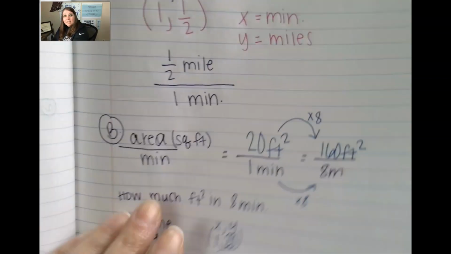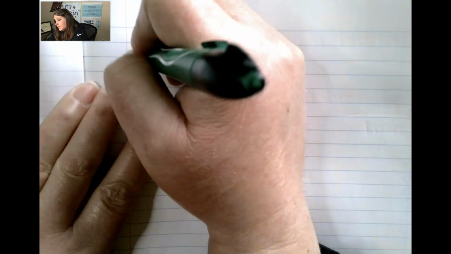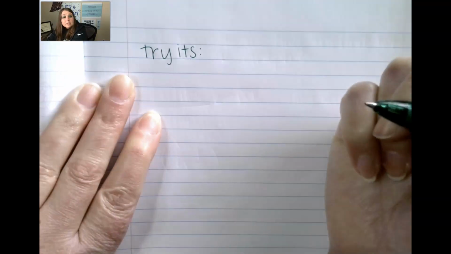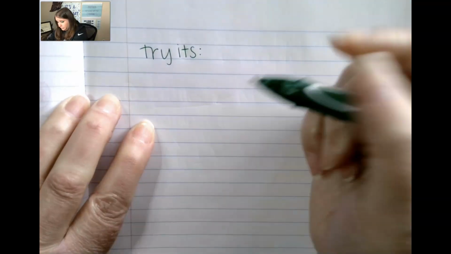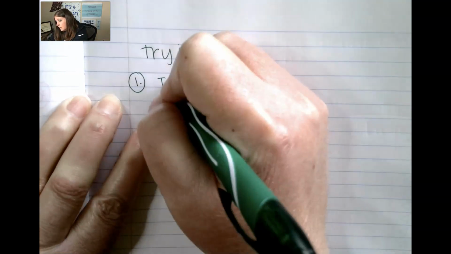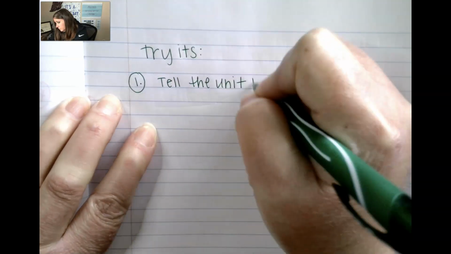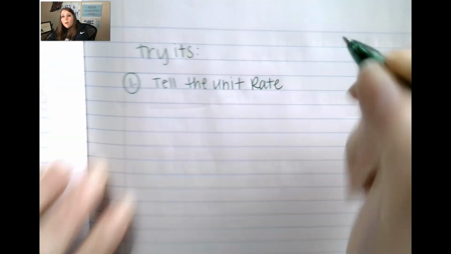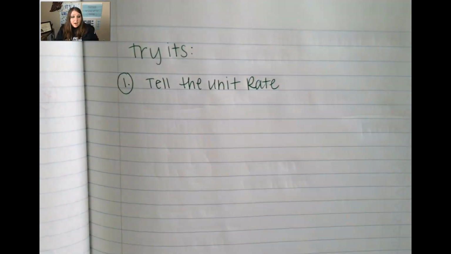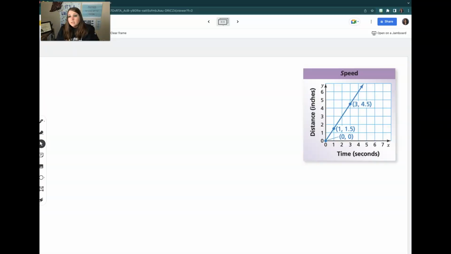All right, so I'm going to go ahead and turn the page now. We're ready to do some try-its. We're going to use the same graph for both of our try-its. So I want you to write the try-its down first, and then use the graph that I put on the screen to help you. So try-it number 1. I want you to tell the unit rate when we are using this graph right here.